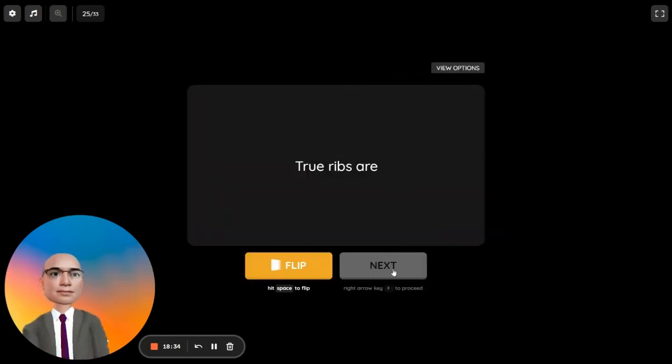True ribs. So this is again a very basic question. Which ribs are called true ribs? So there are various classifications of the ribs. True ribs, false ribs. Then we have vertebrosternal, vertebrochondral and vertebral ribs. Then we have typical and atypical ribs. Out of these, true ribs are those which articulate directly with the sternum. So ribs 1 to 7 are called true ribs.